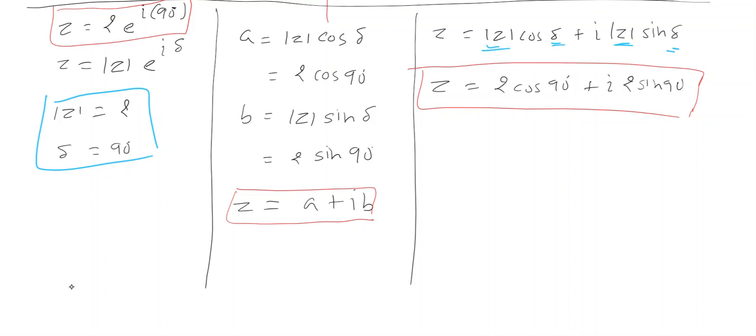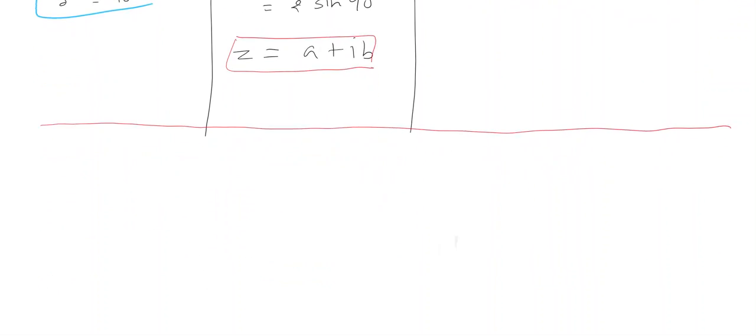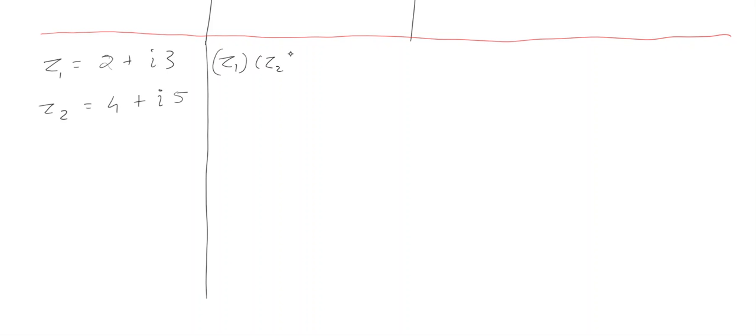So the central idea is, if you are given one form of a complex number, you should be able to convert it into the other form. One more thing we should know about complex numbers is the multiplication of two complex numbers. So if I have z1 is equal to 2 plus i3, and z2 is 4 plus i5, if I am asked to find z1 into z2, how do I multiply this?